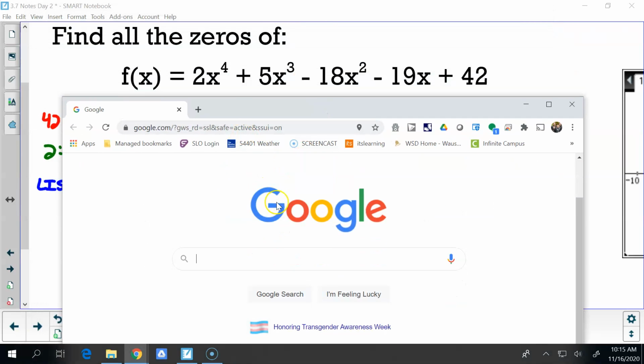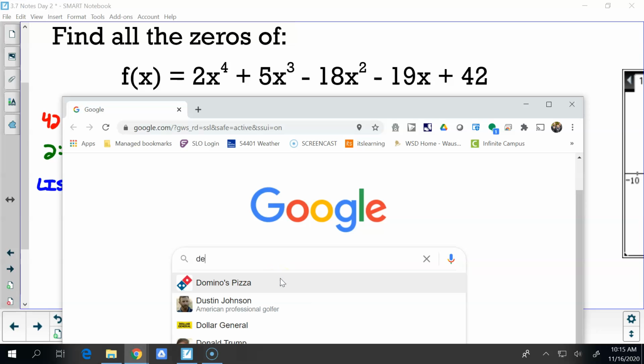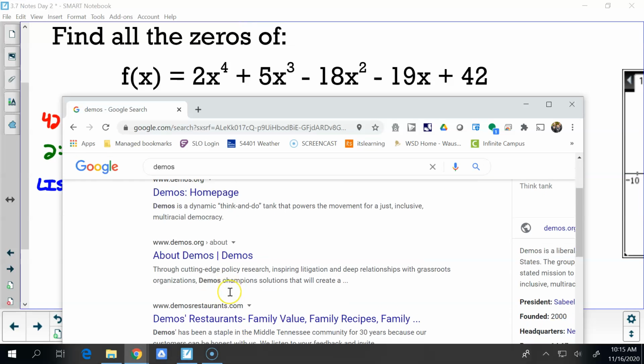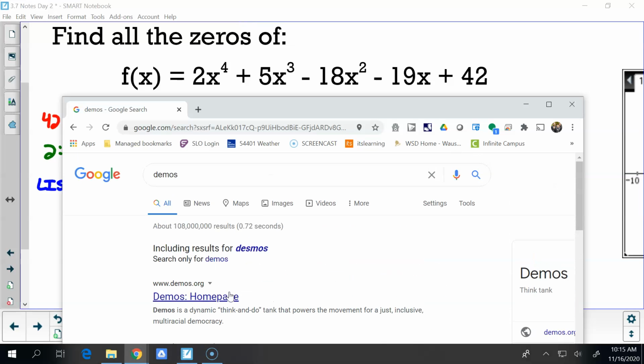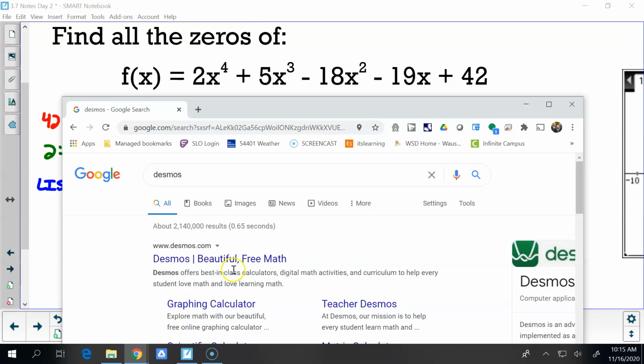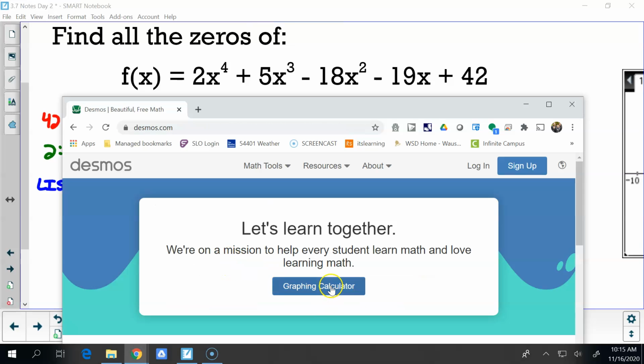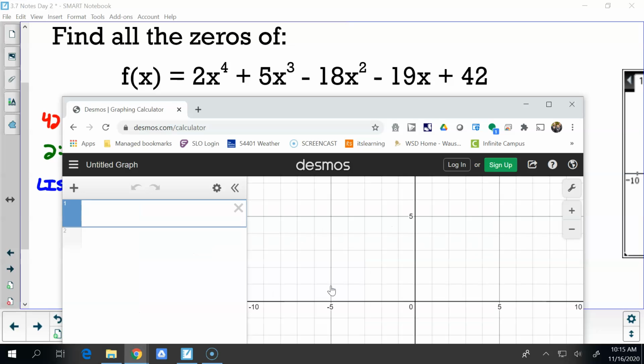Okay? So if you go on Google and just type in Desmos, it'll take you to Desmos.com. Beautiful free math. And you can use this graphing calculator.